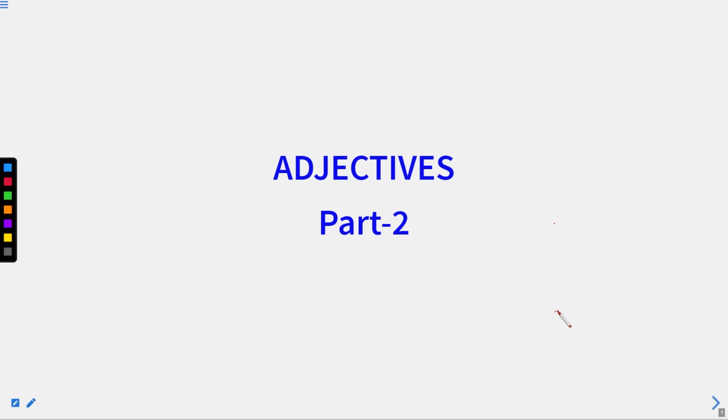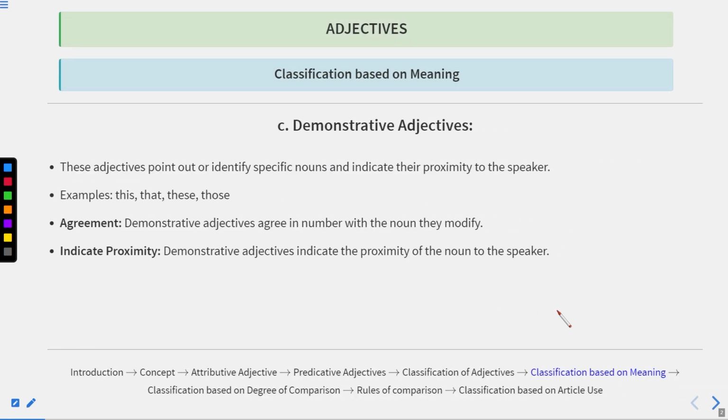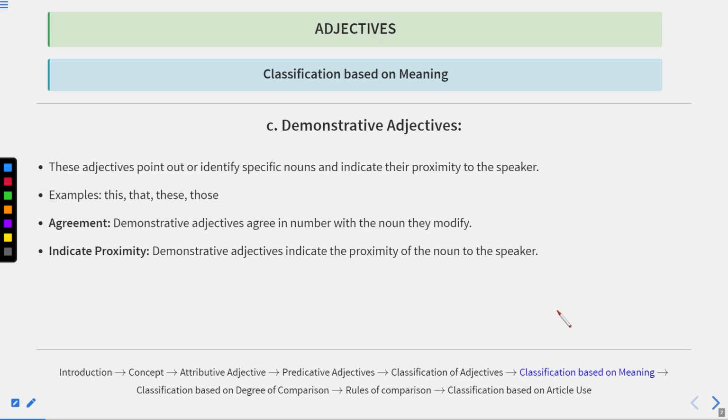Now in this session, we are going to continue the slides that we had left in our earlier session. From this part, we are going to discuss the third classification of adjective, that is based on meaning. This one is C, that is demonstrative adjective. In our earlier session, we have already discussed quantitative adjective and descriptive adjective. So in this session, we are going to begin with demonstrative adjectives.